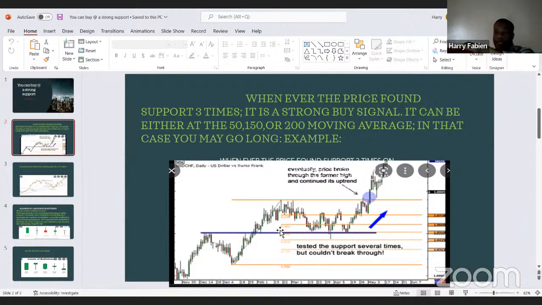For example, a practice example. That's the support, and the price goes up, then goes down to the support. It goes up, it goes down to the support again. Anytime the price goes down 3 times to the support, that shows you a buy signal, a strong support. Whenever it taps 3 times, 1, 2, 3, it is a strong support. Therefore, you can buy.